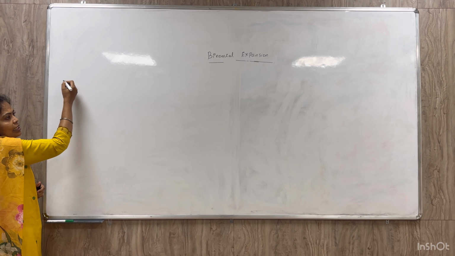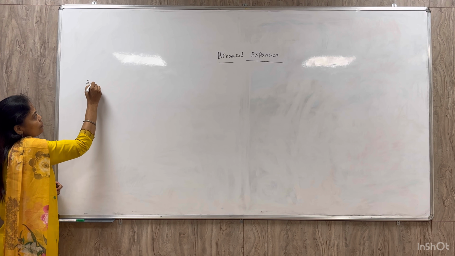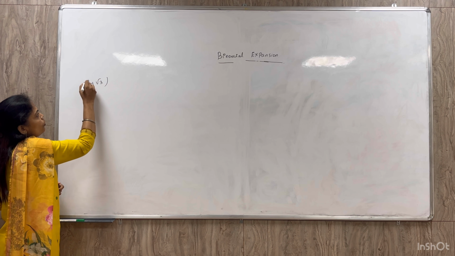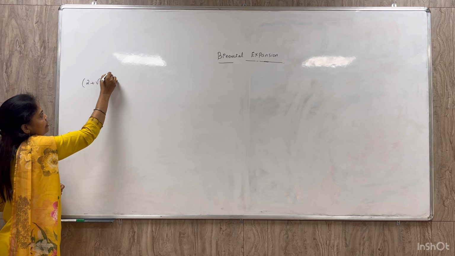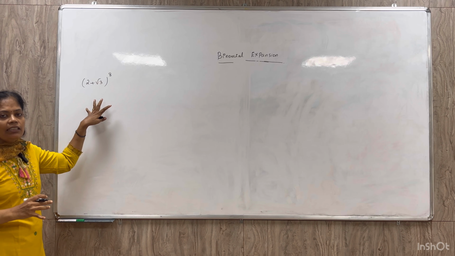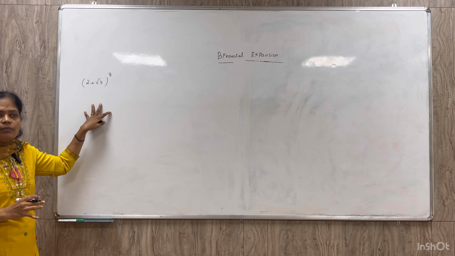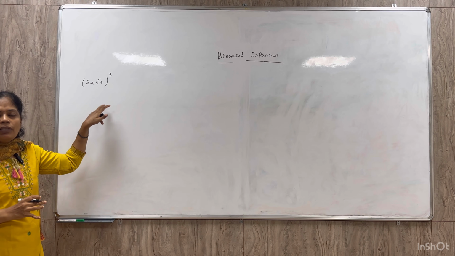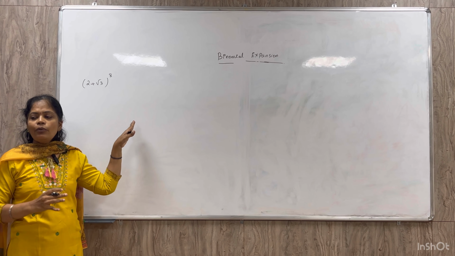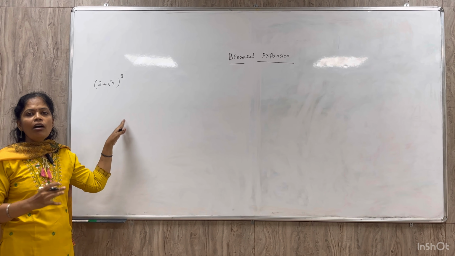Suppose the question, this is a 2025 question: 2 plus root 3, the whole power 8. Find the sum of all rational terms from this expression. Why are they asking for the rational terms? Because one rational number is there and one irrational number is there. So they are asking to find the sum of all the rational terms.